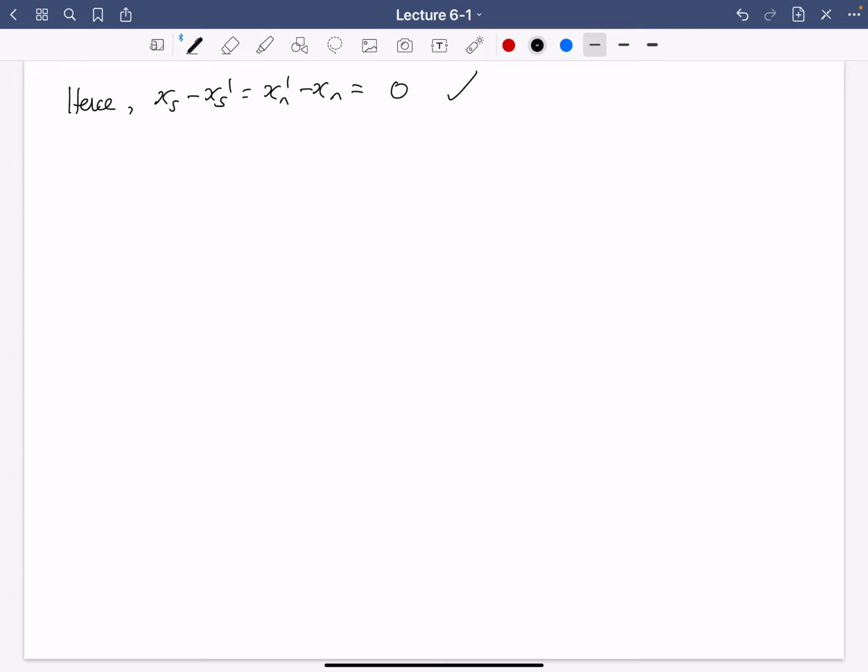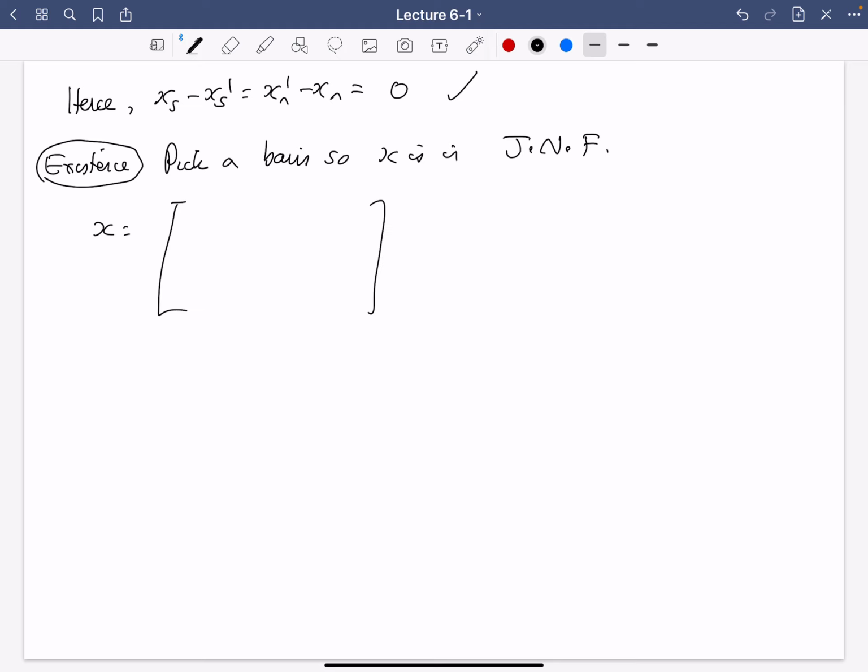And so xs equals xs prime and xn equals xn prime, and that's the uniqueness. Okay, so what about existence? Well, we can just pick a basis, so x is in Jordan normal form. So it's just got some Jordan blocks.